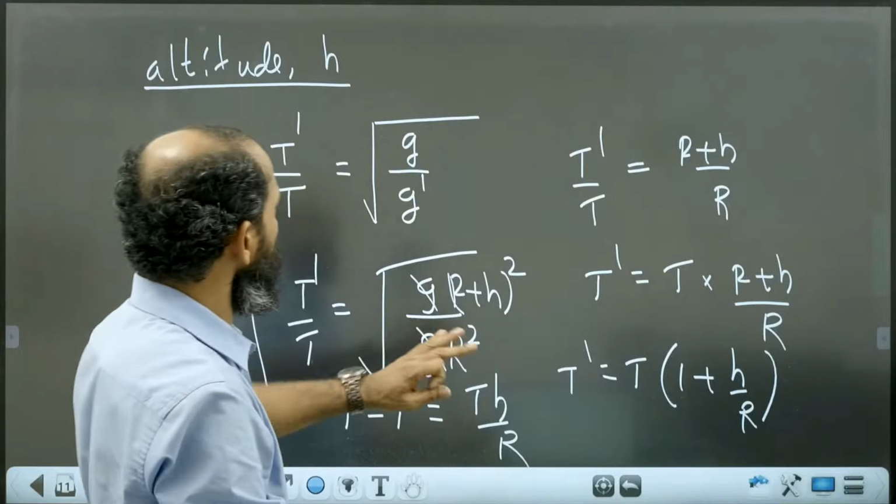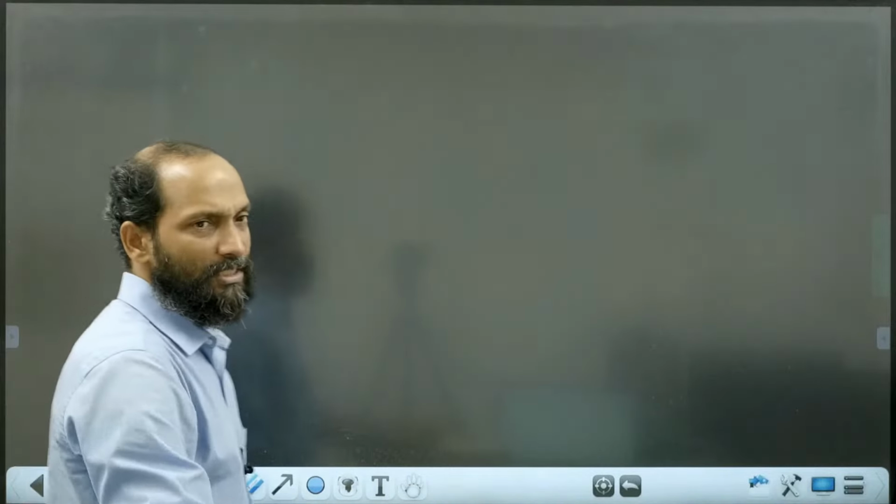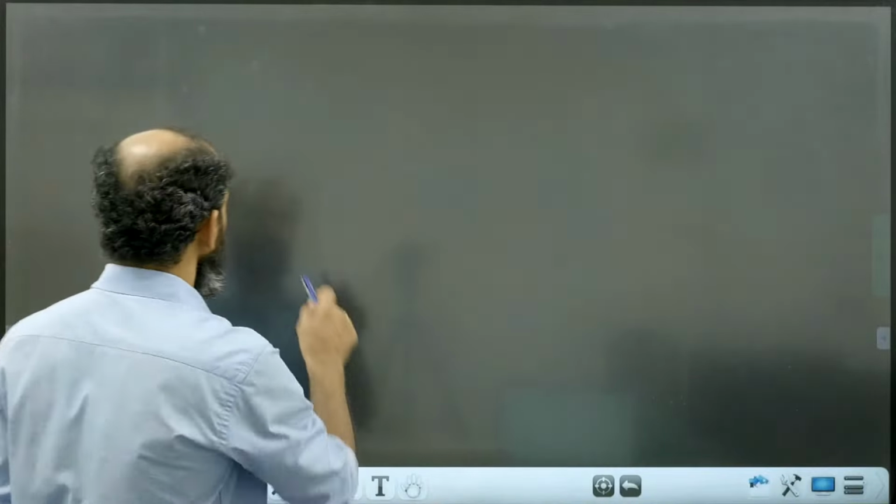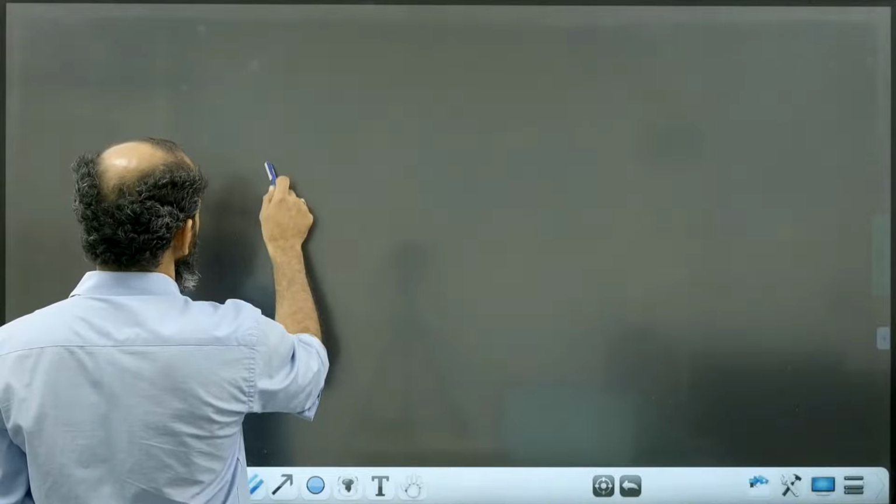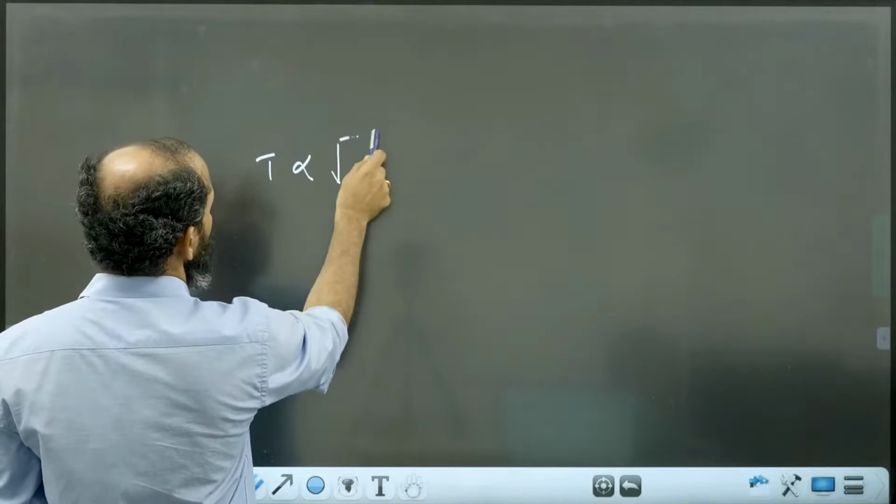That is one of the applications. In some other cases, there may be a metallic pendulum which is not compensated, an uncompensated metallic pendulum. On summer days, the effective length of that pendulum would increase, due to which periodic time also would increase. So how does it affect? There, time period is proportional to square root of L.